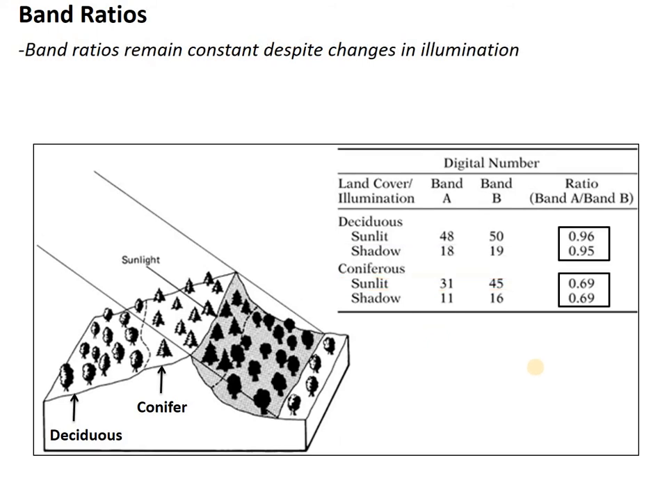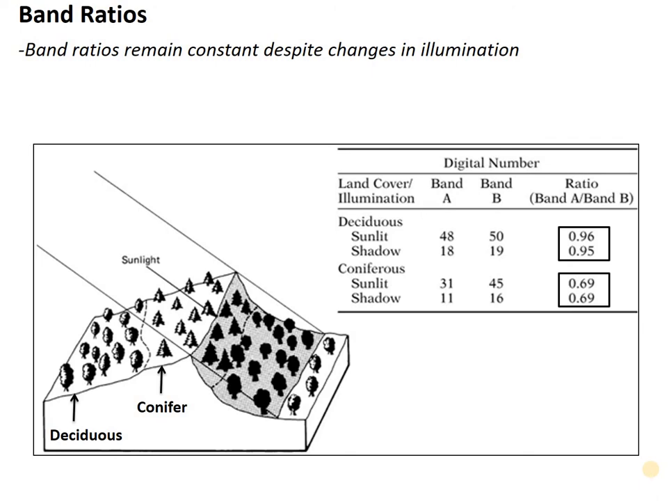However, if you look at the band ratios, they are constant, right? Because deciduous trees reflect better in band A than conifers do, they give us a higher ratio of band A over band B, regardless of whether they're in the sun or the shadow. And so we can use these ratios to distinguish between deciduous and conifers, regardless of if they're in sun or shadow.